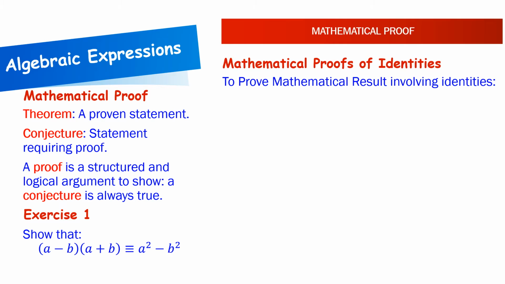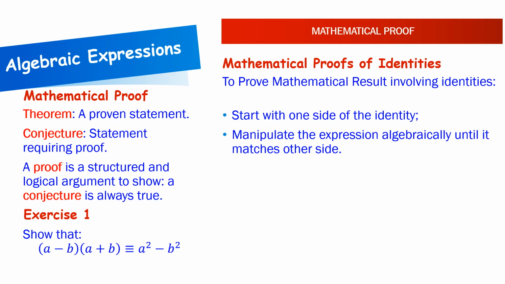Now, to prove a mathematical identity, we need to start with one side of the identity, so either the left-hand side or the right-hand side. Then we manipulate the expression algebraically until it matches the other side. So let's prove exercise 1.